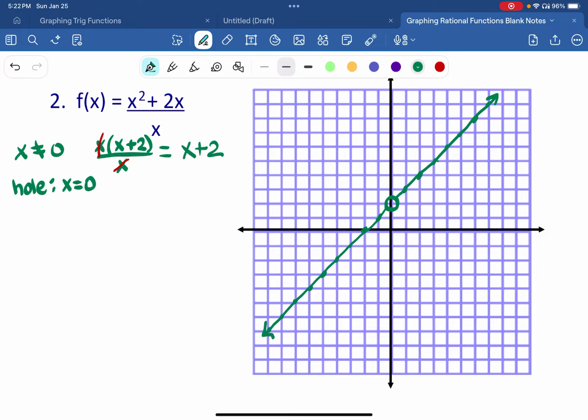And there I have it. And there's my graph. So let's give the domain and range for this. The domain is going from negative infinity, skips 0, and then 0 to infinity.